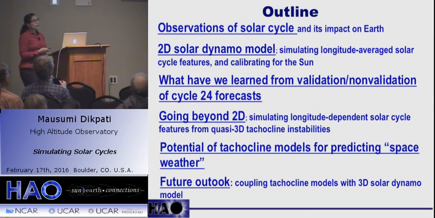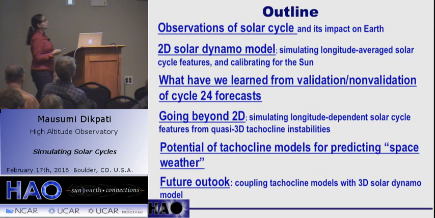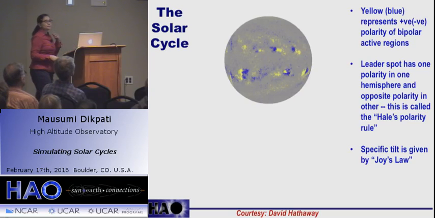Observations also indicate longitude-dependent solar cycle features, so I will describe how to go beyond 2D and include 3D Tachocline instabilities to explain those longitude-dependent features, and also demonstrate their potential for predicting short time scale events, which are called space weather. I will close by giving a future outlook.